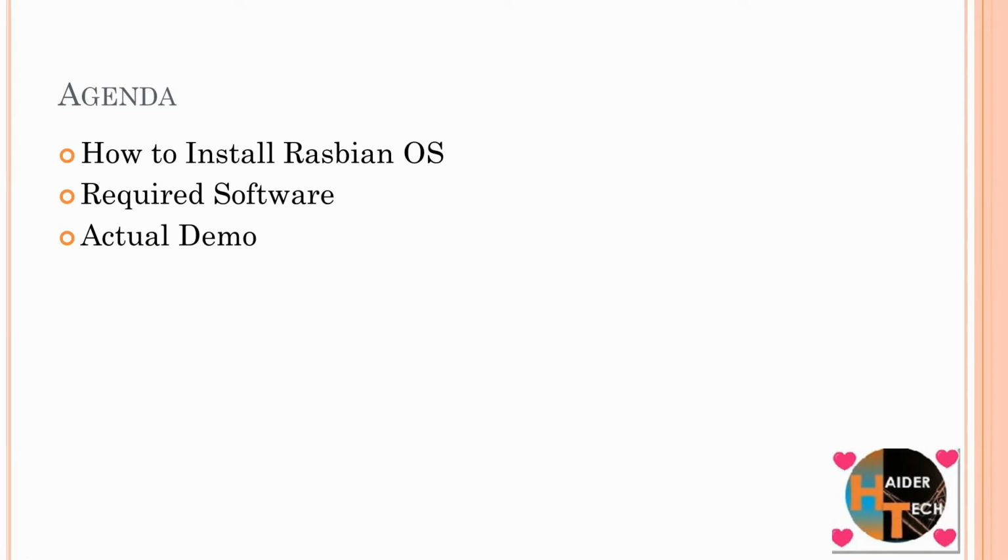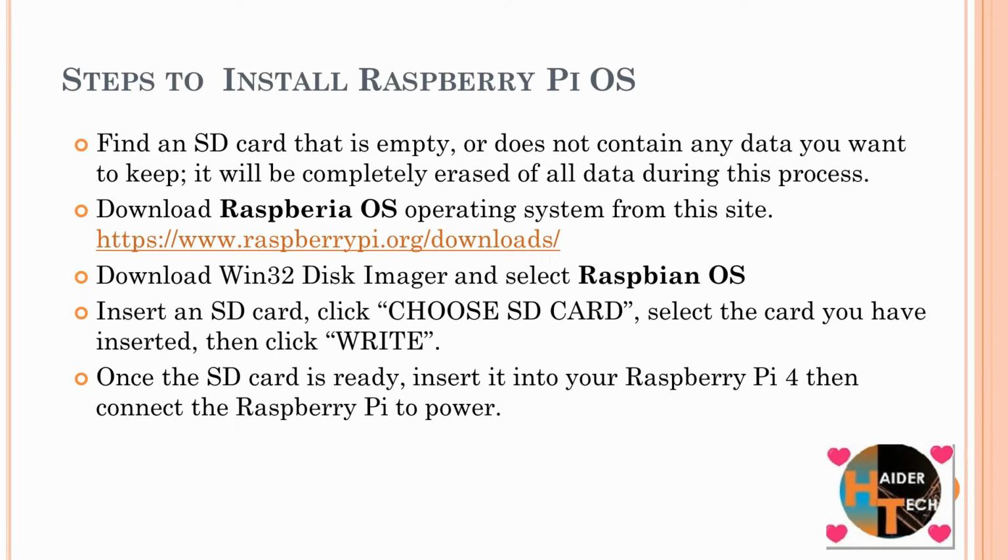The agenda of today's topic is how to install the Raspbian OS and what software we require. I will show you the actual demo of how you can download and write the Raspbian OS to the SD card. Please watch this video from beginning till end, and you will learn. At the end of this video, you will be able to install the Raspbian OS on the Raspberry Pi.